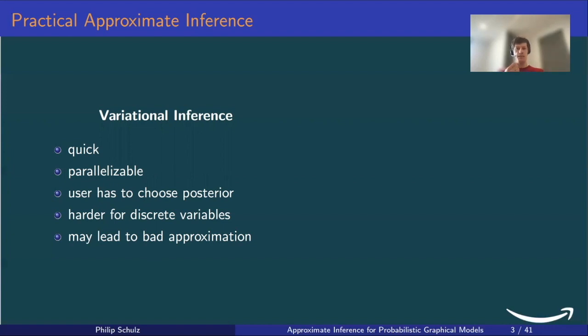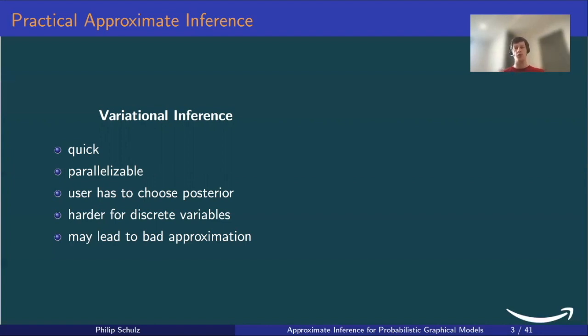Variational inference puts some burden on the user in that the user has to choose the posterior. So what variational inference actually does is it optimizes a family of distributions to approximate the posterior. And when I say family of distributions, what I mean is something like a normal distribution, a logistic distribution, a Student t distribution, you know, all of these things.